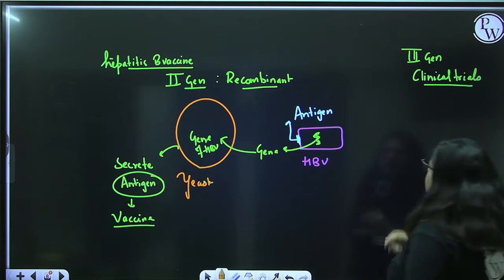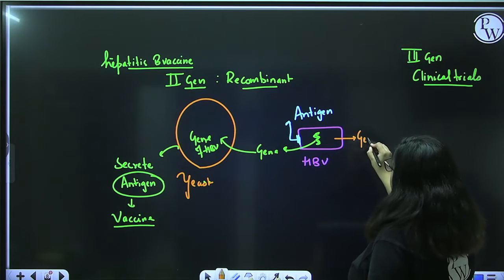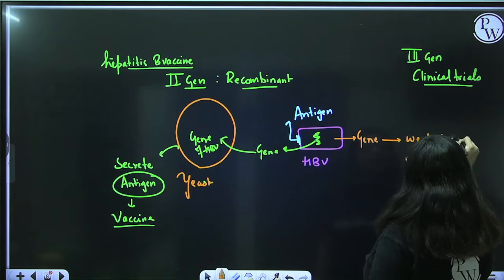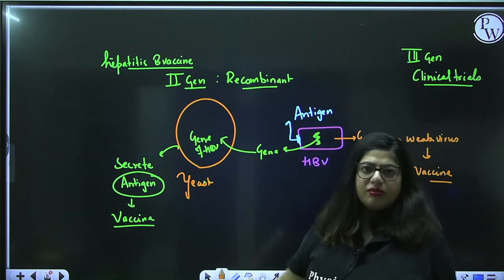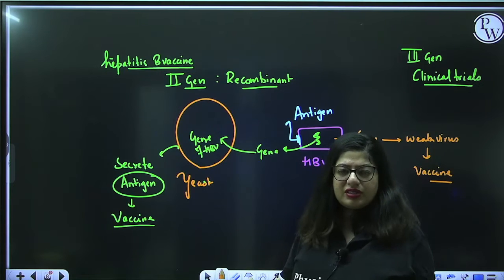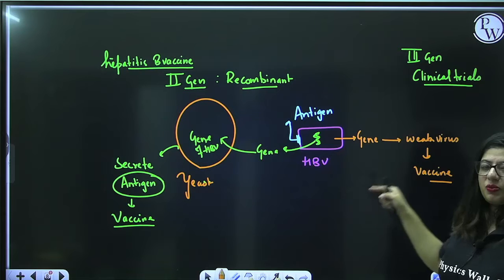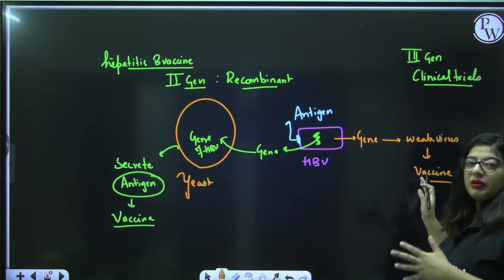So what we do in this one is, we are taking a gene from this virus and we put it in the weak virus, and this weak virus is a vaccine. Here we are just taking the antigen, maybe it's a glycoprotein only, and putting it inside the body. But here we are taking the gene of the hepatitis B virus, putting it in the virus, and then the virus will be injected into our body. So this may be a dangerous one.